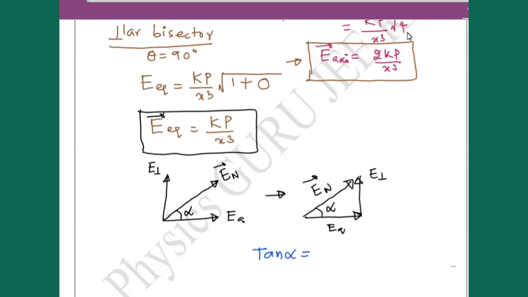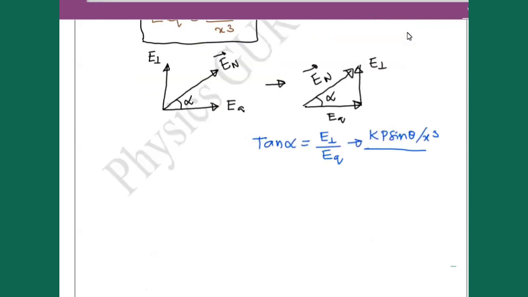Can you tell me what is tan alpha? E perpendicular divided by E equatorial. So what is E perpendicular? The formula we got is E perpendicular equals Kp sin theta divided by x cube. Am I right? And E equatorial is 2 Kp cos theta divided by x cube. Very good. The x cube will get cancelled.